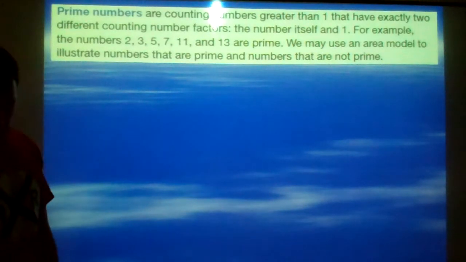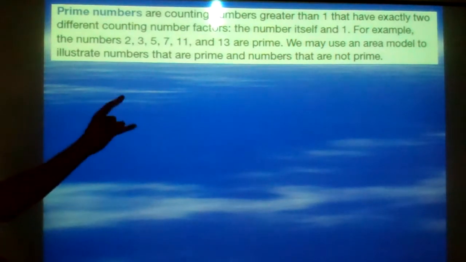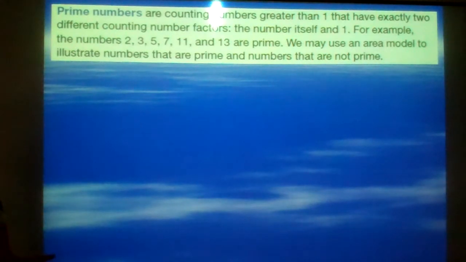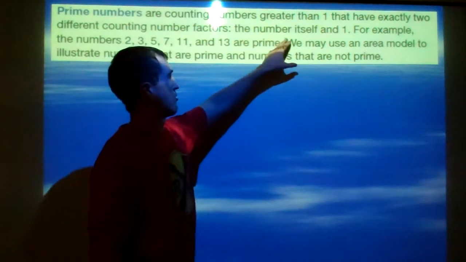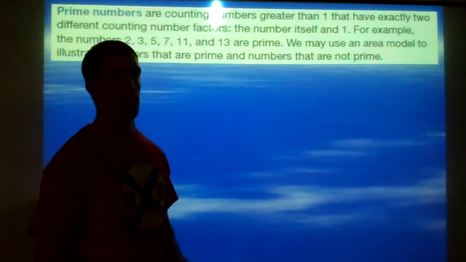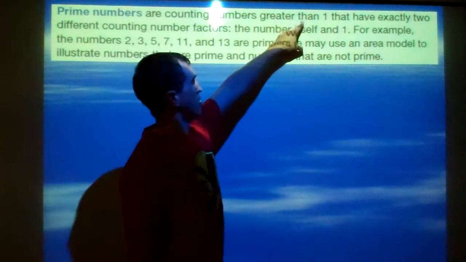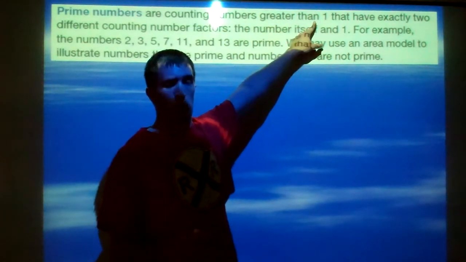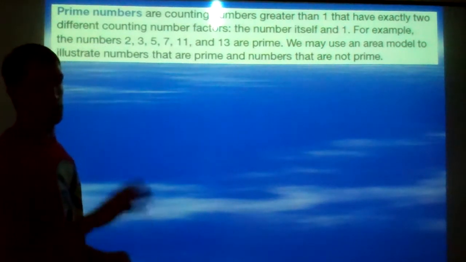Okay, we call prime numbers counting numbers greater than 1 that have exactly 2 different counting number factors. So the 2 factors that go into a prime number are the number itself and 1. Now right off the bat, let's take a look at this definition. It's important to note that they are numbers greater than 1. That does not include 1. 1 is not a prime number. So, just so that we know that.